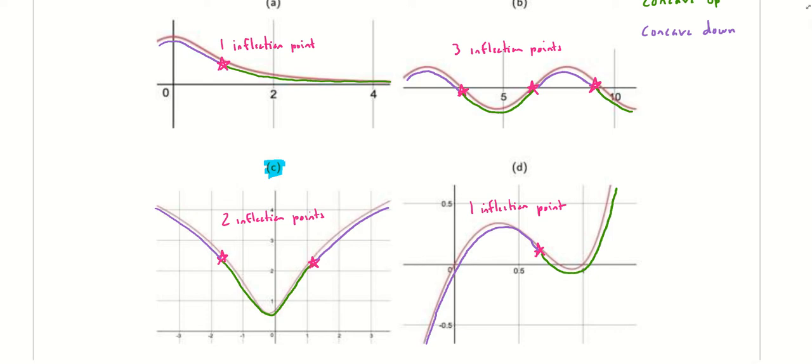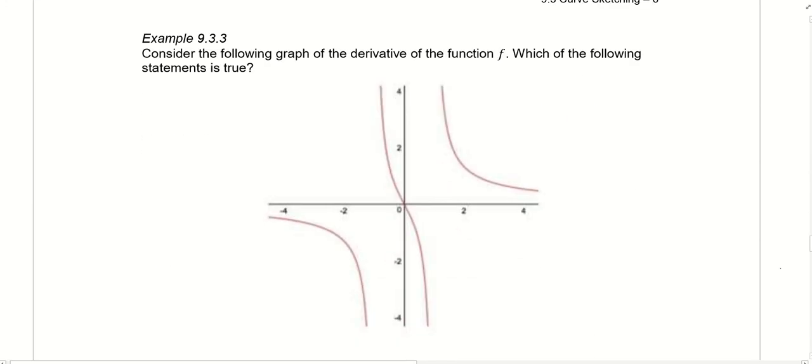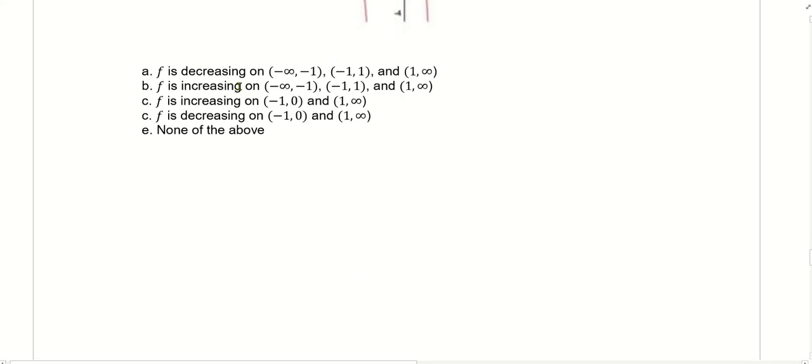Okay, let's do a couple more. I'm going to move us here to page 6. And here we are looking at a graph of, again, read carefully, the derivative of the function f. We want to figure out, based on this graph of the derivative, which of the following multiple choice options here is true.